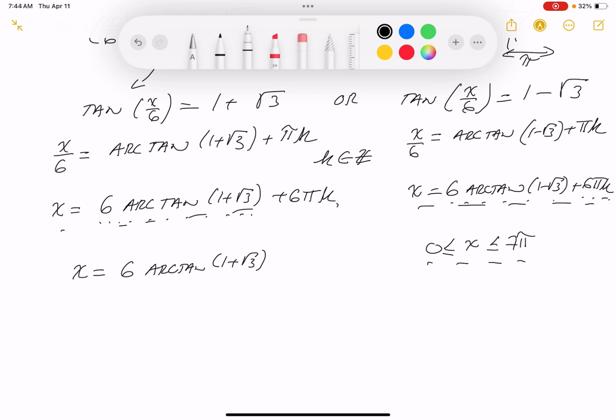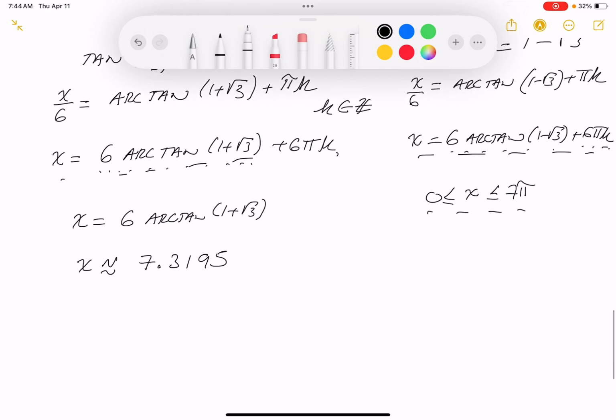So I'd have to use a calculator to do that. And I did use a calculator. When I used the calculator, I got this over here: x is approximately 6 times the arctangent of 1 plus root 3, which is approximately 7.3195. That's what it approximately is.